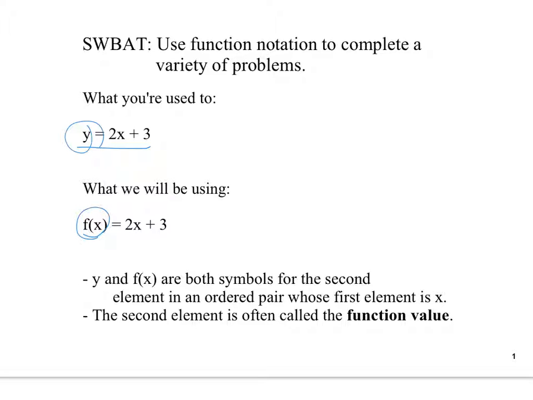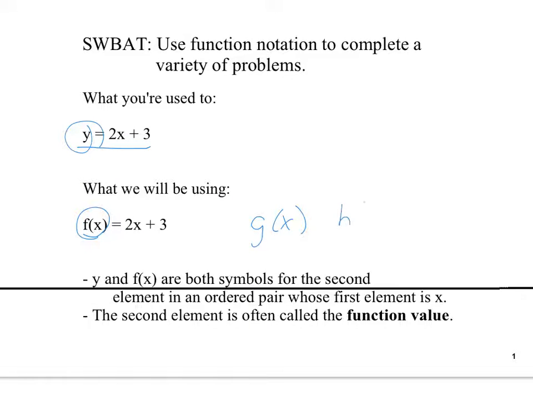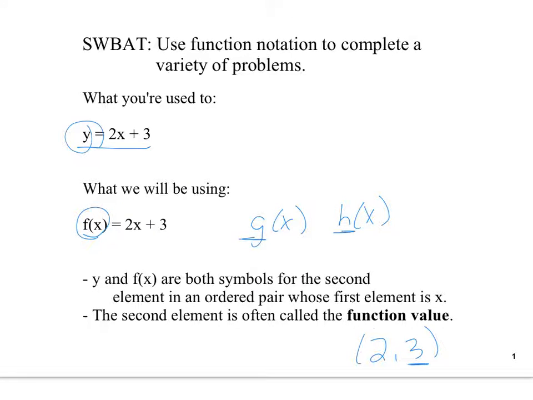It just allows us to name problems. Sometimes we use g of x, sometimes we use h of x, but it's just our way to name a problem instead of using y for everything. They're both symbols for the second element in an ordered pair. So if you have 2, 3, this is your x, this is your y, the second one's your y, but now we call it f of x.